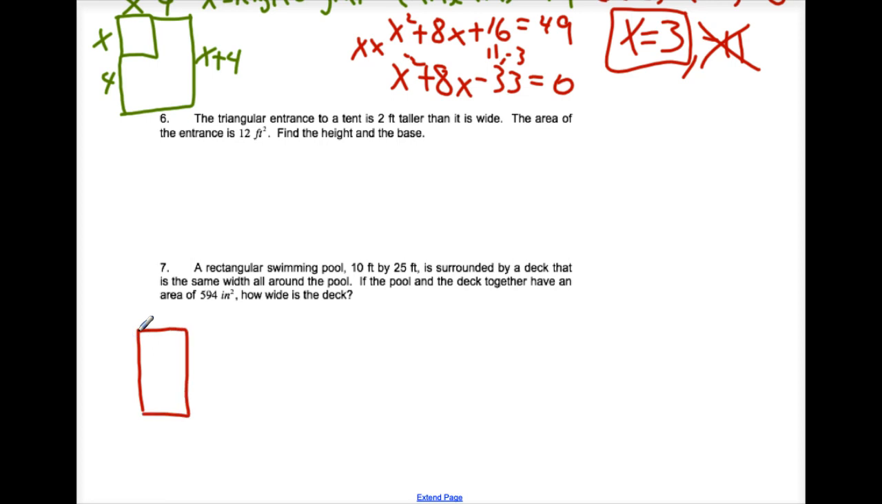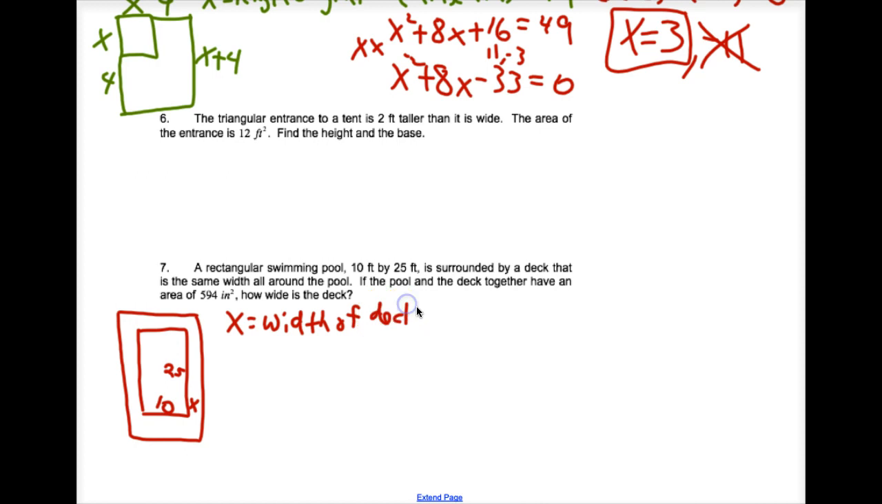All right, so here's what I want everybody to do. Draw a pool, it's 10 by 25, a rectangle. Now, we're going to put a deck around it, and the width of the deck is x. So x equals, defining our variable, the width of the deck. That's what we don't know.